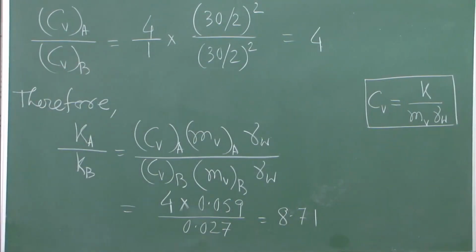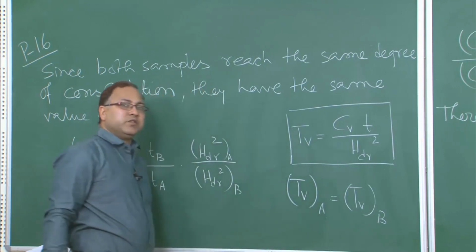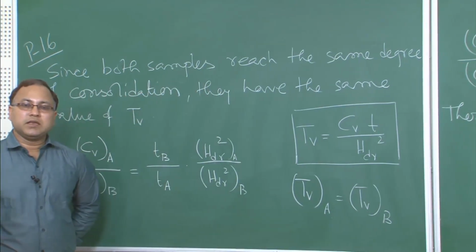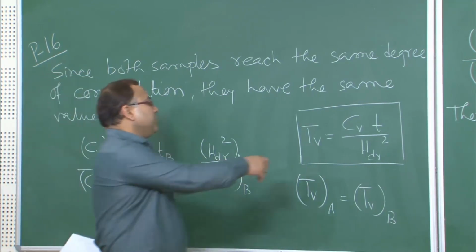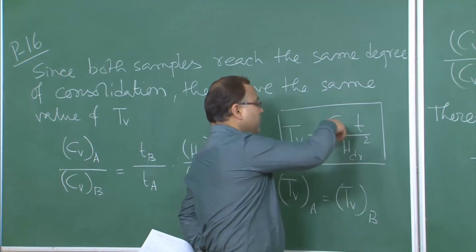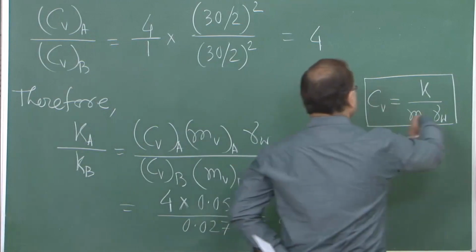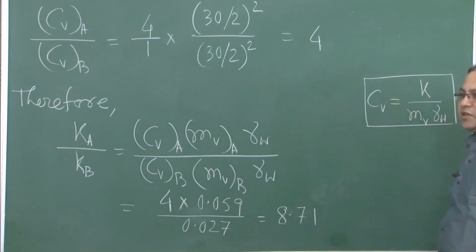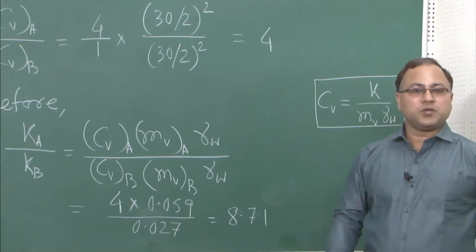Now, you have seen we have used this logic because your TV must be the same for both the samples, since you are thinking about the same degree of consolidation for both. The TV is obtained from this expression, this expression will give you the value of CV, and again CV can be obtained from this expression. So, you can calculate the ratio of coefficient of permeability.